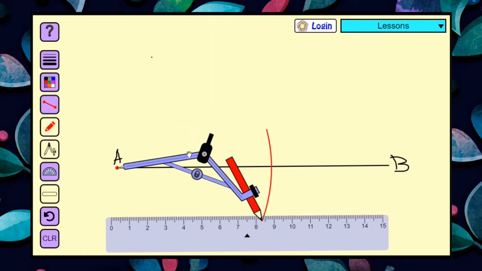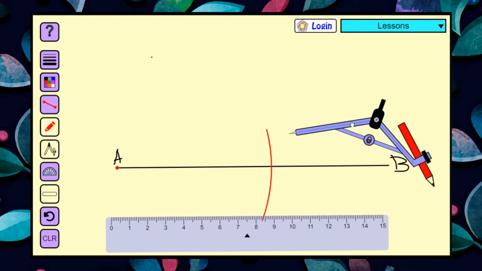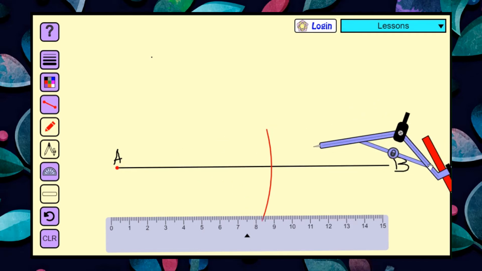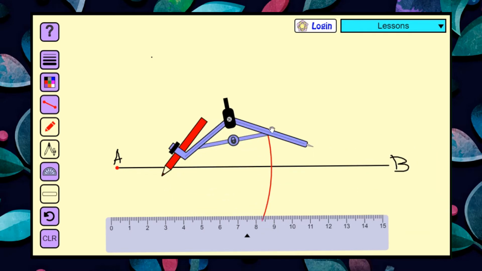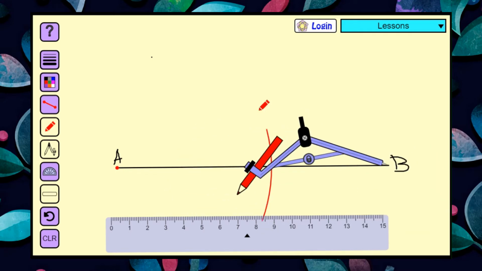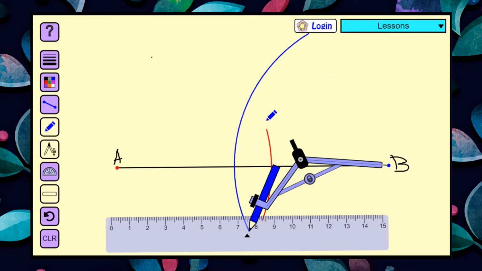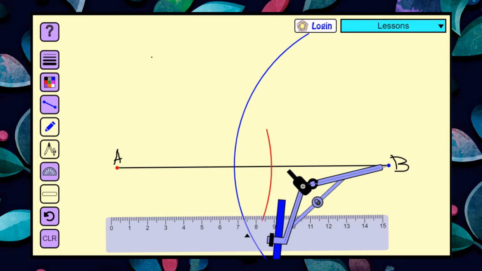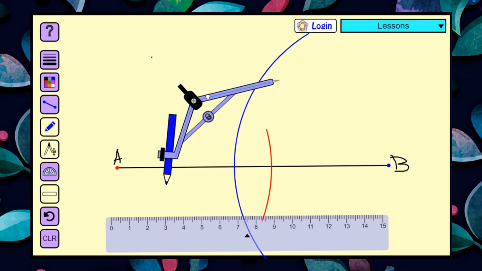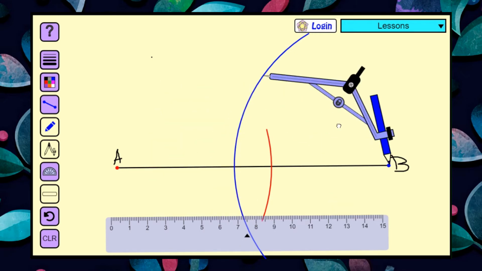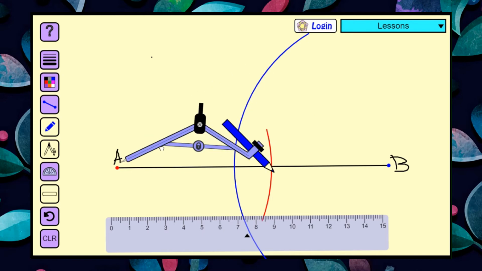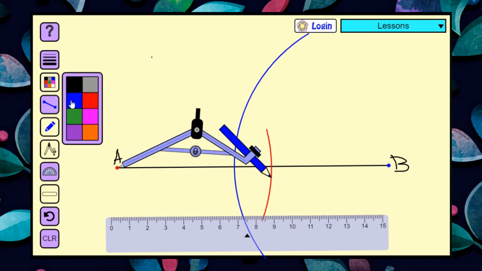Sunod naman na step, ilipat natin yung compass sa B. So, using B as the center and with the same radius, you use in step number 1, draw an arc intersecting the arc you draw in step 1. So, we need to use another color para makita natin yung dalawang arcs. So, since kung makikita ninyo, yung ating red arcs ay bitin, babalikan natin siya at i-extend natin para makikita natin yung intersection ng dalawang arcs.